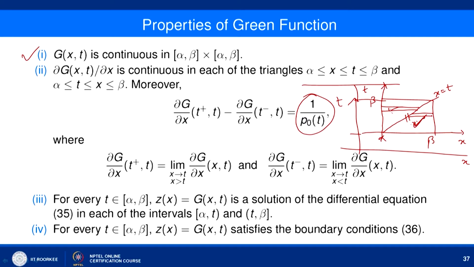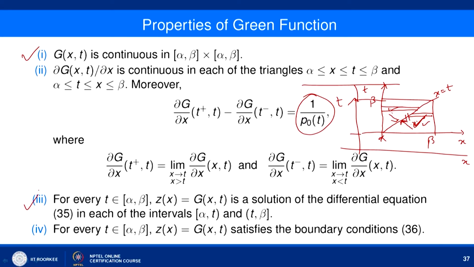So, ∂g/∂x at (t+, t) is the derivative of g with respect to x when x is reaching this diagonal, and ∂g/∂x at (t-, t) is when you are reaching the diagonal from this region. This represents ∂g/∂x at (t-, t), the limit x tending to t when x is less than t of ∂g/∂x(x, t). So, here g(x,t) is continuous, and ∂g/∂x is continuous in this triangle, and on the diagonal it has a jump discontinuity given by 1 upon p0(t).